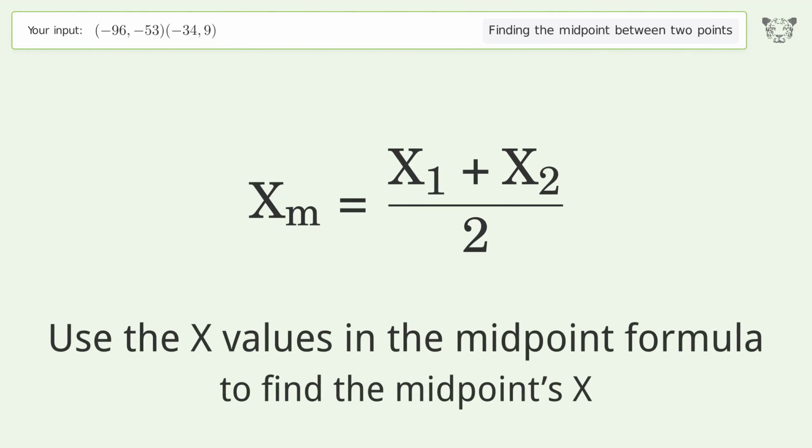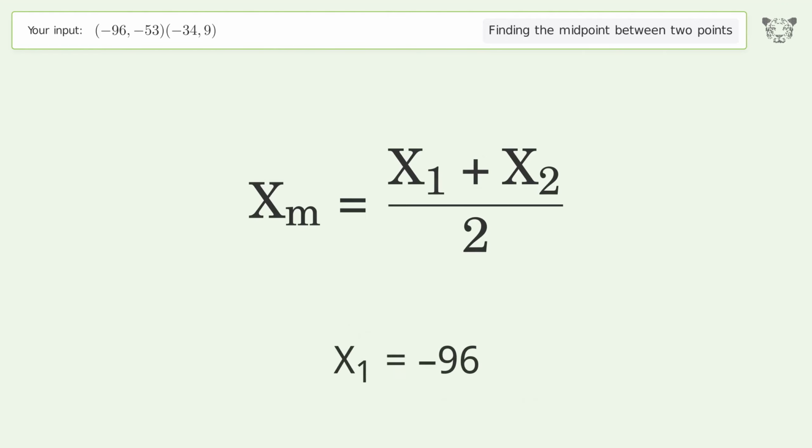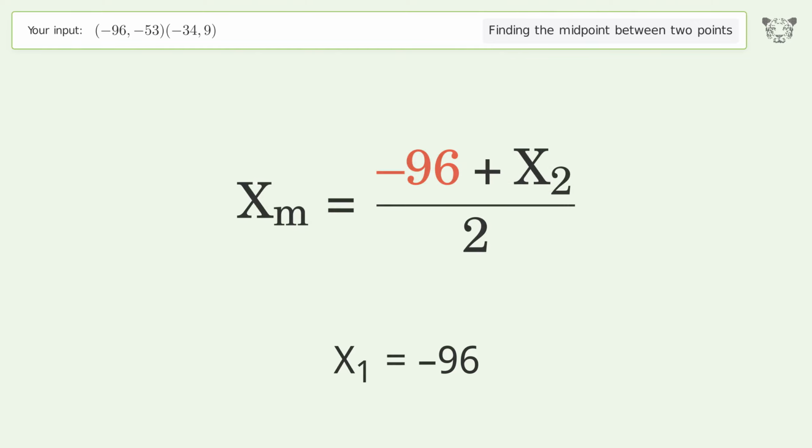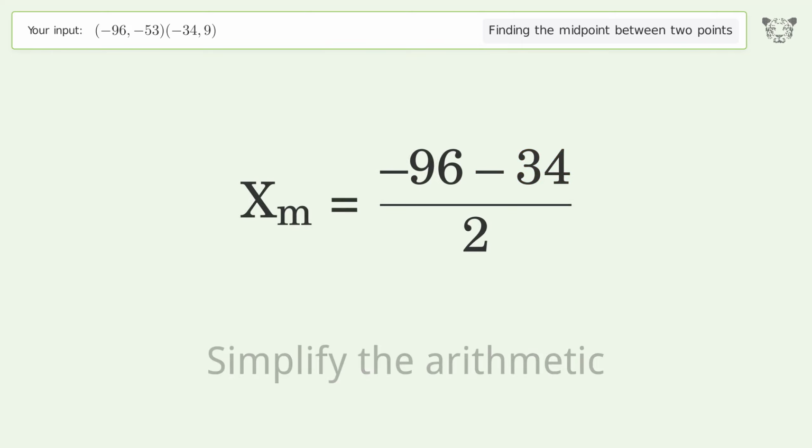Use the x values in the midpoint formula to find the midpoint's x. x1 equals -96. x2 equals -34. Simplify the arithmetic.